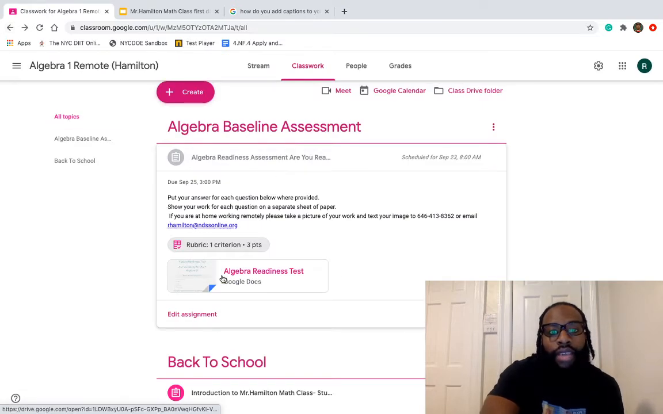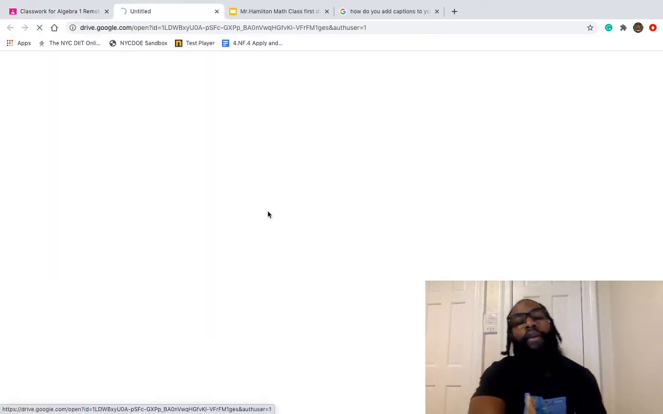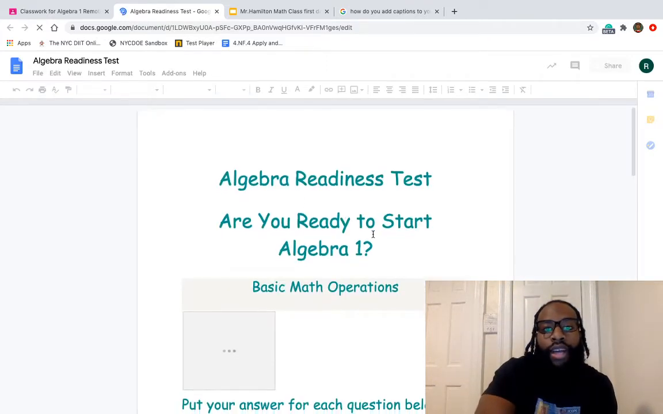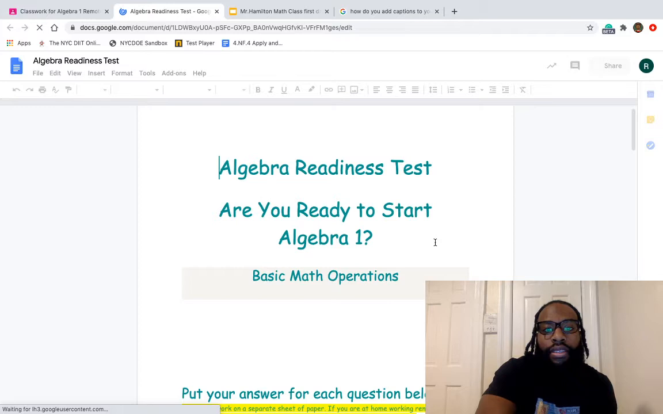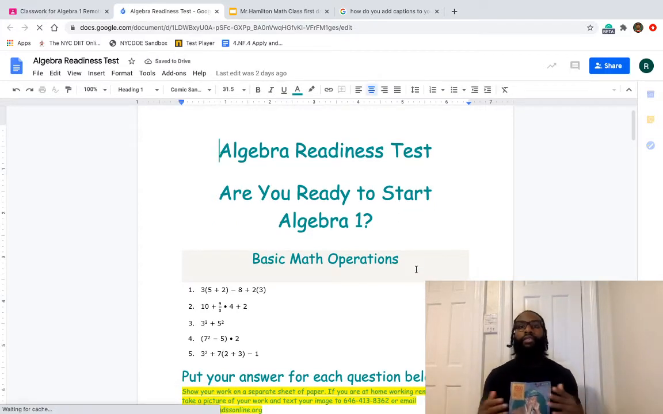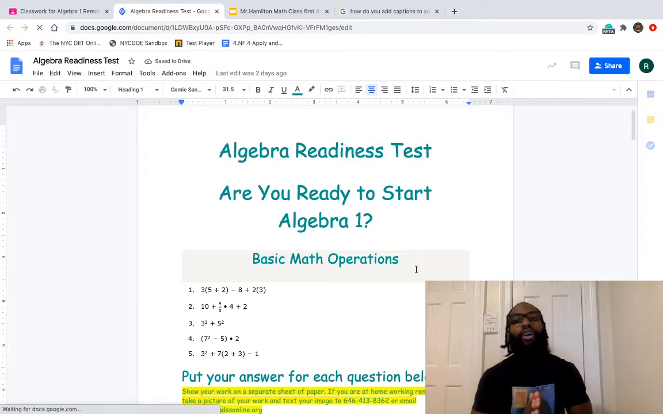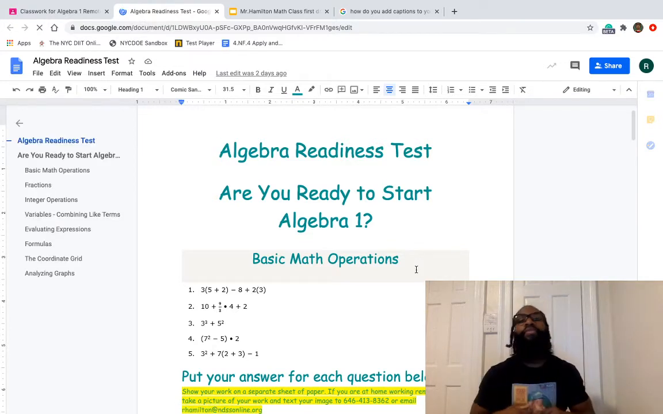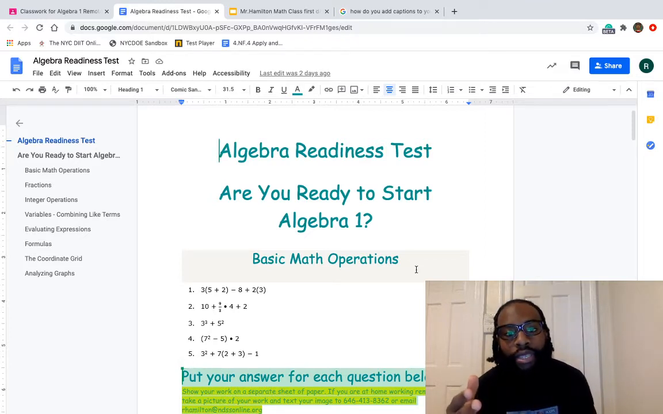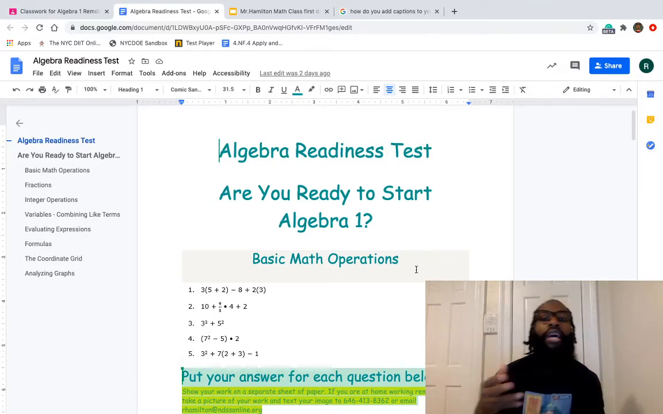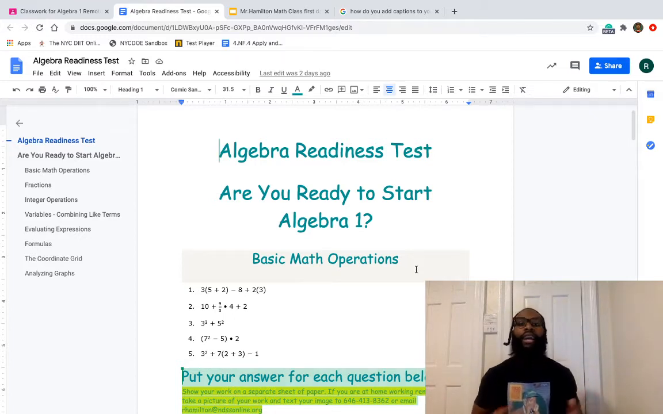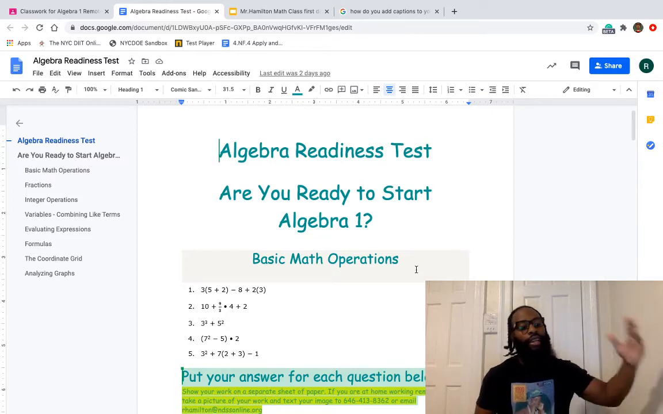Now you're going to click the assignment here. So, Algebra Readiness test. Are you ready to start Algebra 1? This baseline assessment is to let me know what you know and what you struggle on so I can help you. I can't start if I don't know where you stand.